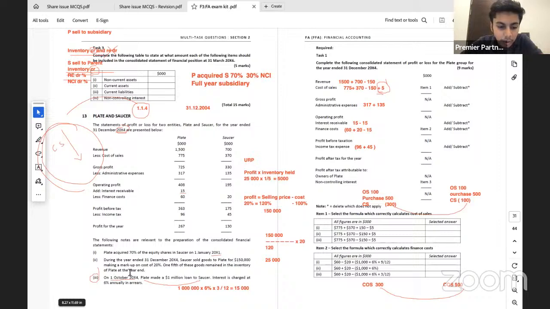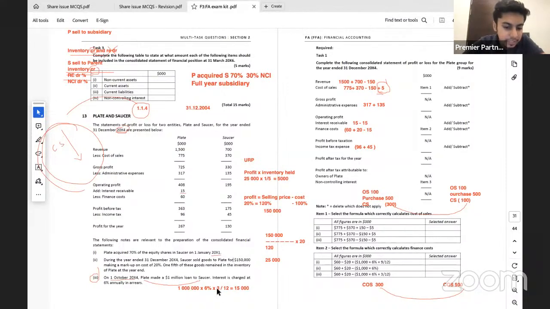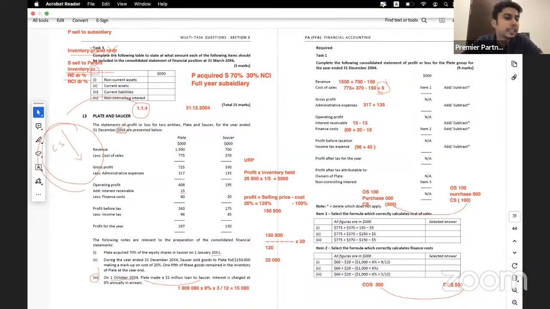The loan was given in October 2004. Our question is finishing in December 2004. So can you see? October 2004 to December 2004, there isn't a year. There are only 3 months. That's why the interest I have seen for 3 divided by 12. 1 million into 6%, that's the interest annually, no? But the interest has been incurred just for 3 months. So that's why I am saying the answer into 3/12, which is 15,000. That's how I got 15,000.